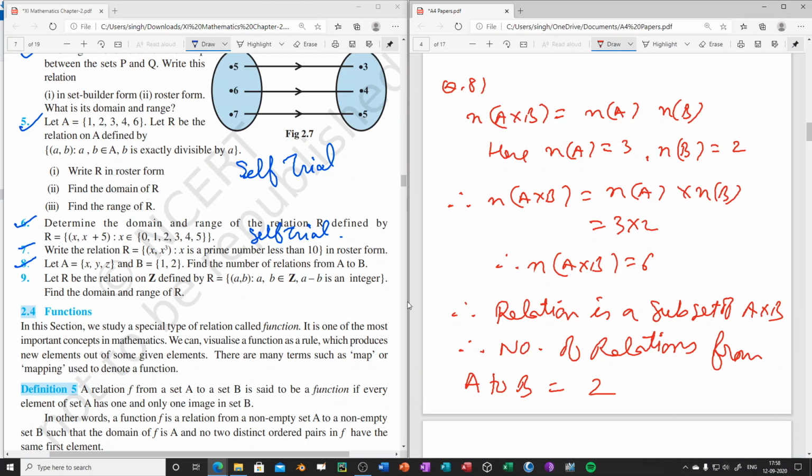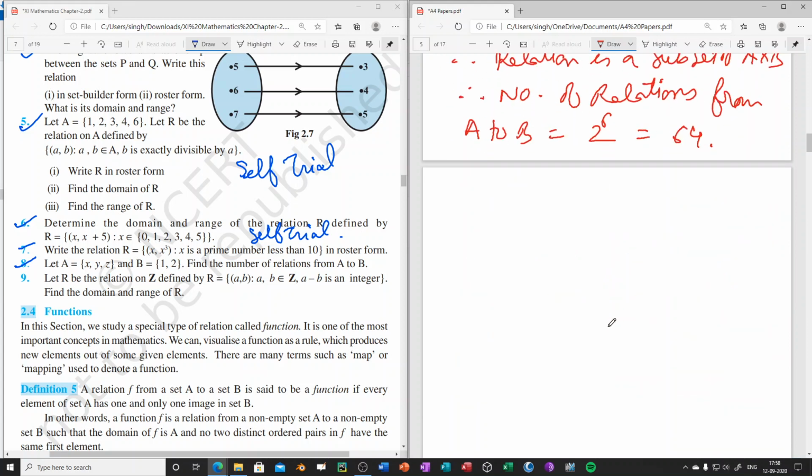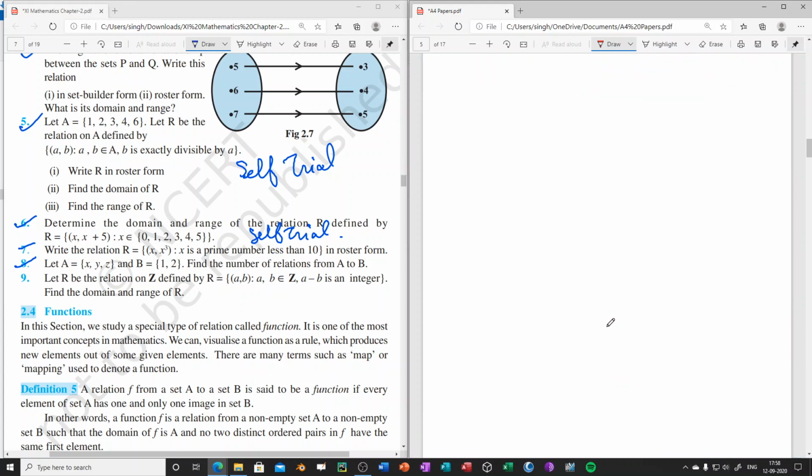So here the number of elements in A cross B is 6. So 2 raised to 6, that is equal to, 2 raised to 5 is 32, and 32 into 2 is 64. So 2 raised to 6 will be 64. So the number of subsets, or we can say the number of relations which are possible from A to B, is 64. So with this question number 8 is also complete.